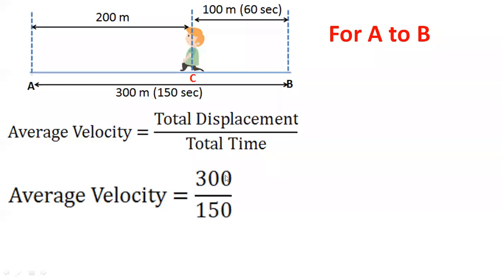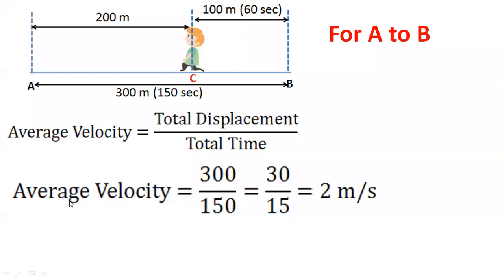And what is the time required in this case? That was again 150. So 300 will remain as it is because distance and displacement are the same for A to B. 300 only. So again, the answer for this case would be 2 meter per second. That means for A to B, average velocity and average speed were the same. What was the reason? Because total displacement and total distance were the same. Hence, average speed and average velocity were also the same, 2 meter per second. So take a screenshot of this.